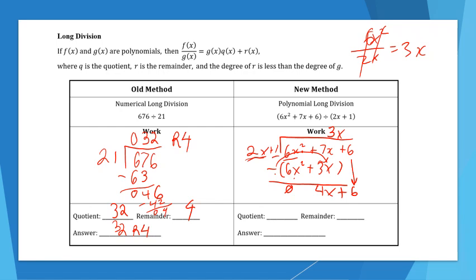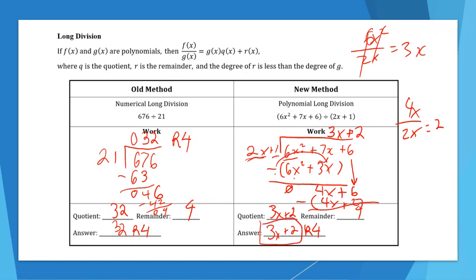Here, how many times can 2x go into 4x? And so this should just be 2. So 3x plus 2, and then multiplying this out, you get 4x plus 2, and then there you should get your remainder of 4. 6 minus 2 is 4, and then our quotient should be 3x plus 2. And so our answer is going to be 3x plus 2, remainder of 4.